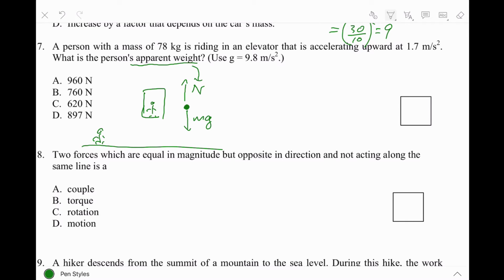Now, as I say, there are 6 different cases. All you need to do is separate which cases. Let's look at them one by one. You can have the lift moving up with constant velocity, which means a is 0. There's no acceleration. You can have the lift moving down with a constant velocity, with a is 0. So these are the first two.